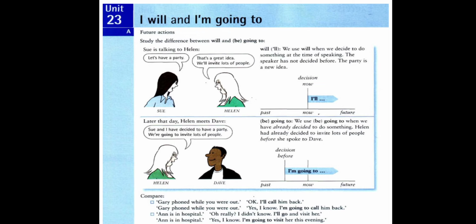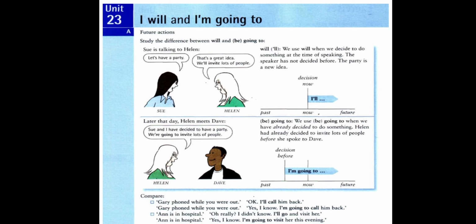In the other example, Gary phoned while you were out. The speaker says, Gary phoned while you were out. The other person says, yes, I know. Yes, I know means he has taken the decision before. He has taken the decision before speaking with the other person now. So when the decision is taken before, that's why the other person says, I am going to call him back. I am going to call him back because the decision has already been taken some time ago. The part of the sentence which says yes, I know indicates that the decision has already been taken before. When the decision has been taken before, then the speaker must use am/is/are going to plus the base form. That's why the speaker here says, I am going to call him back.